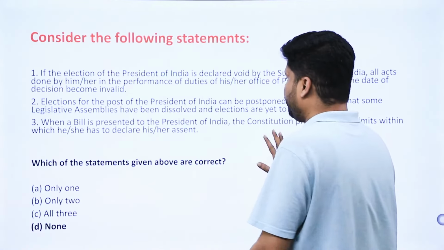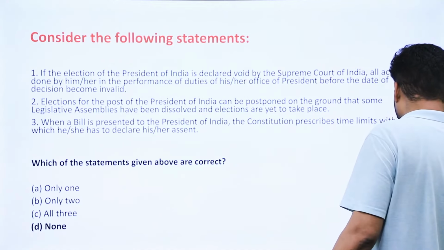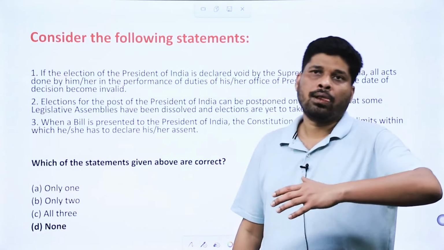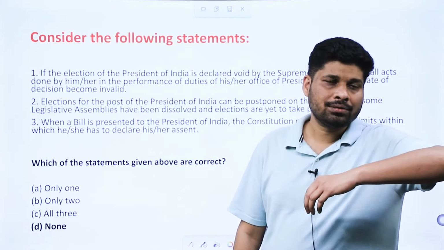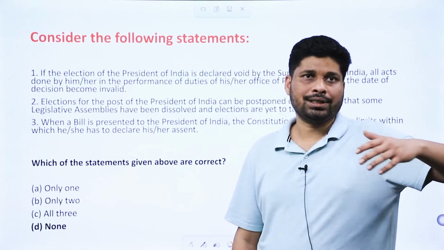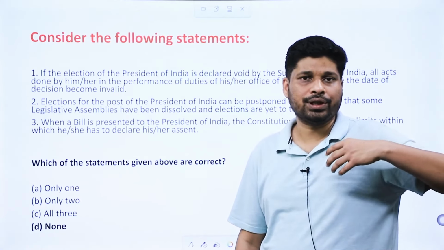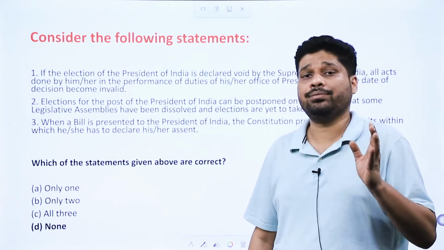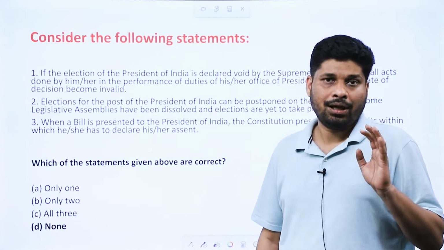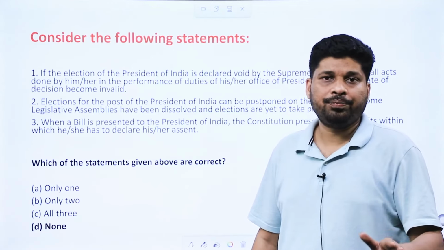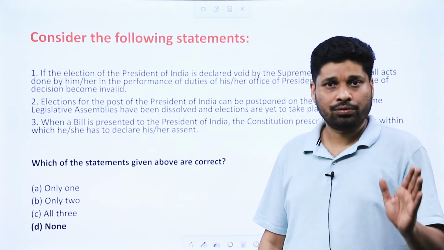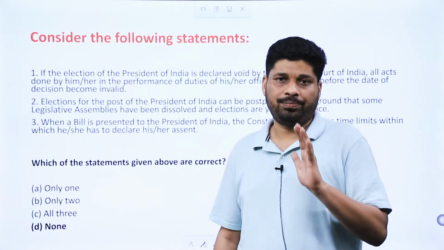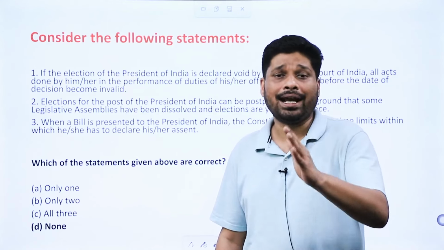Let's see. The first question is with respect to the election of the president. Even if you look at questions from the last 5 years, you will notice that when a question is asked with respect to the president, it is either on the election of the president or the powers of the president. So when you are going through the chapter on the president, pay extra attention to the role of the president, the presidential powers, and the election of the president.